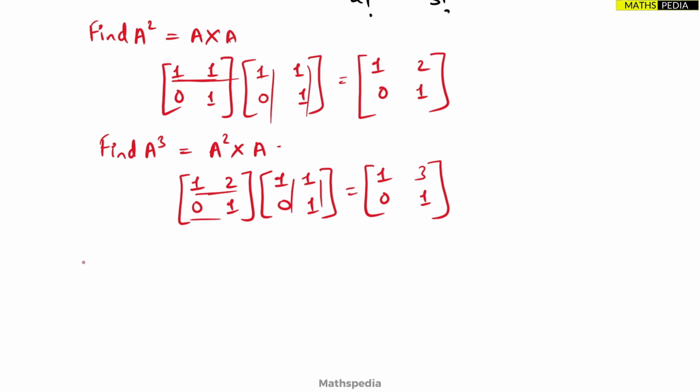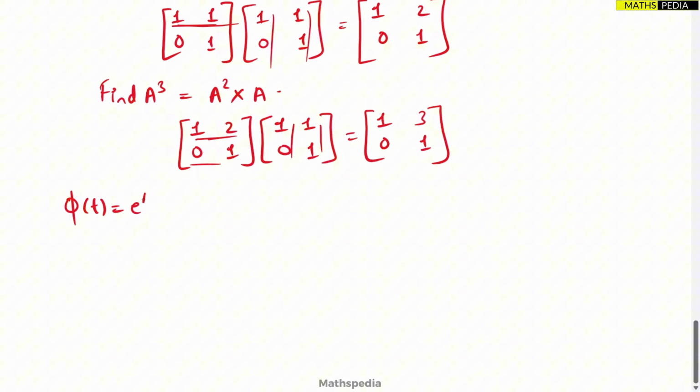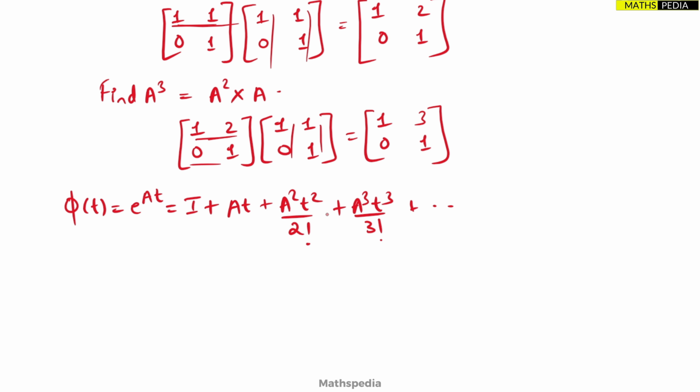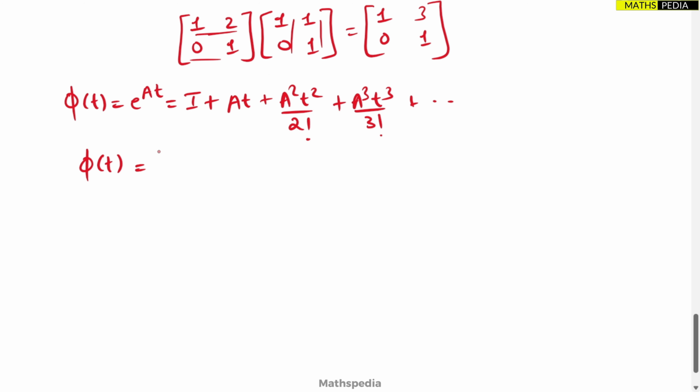Now substitute back in the formula. So phi of t is equal to e power At, the STM, equal to the identity matrix I plus At plus A square t square by 2 factorial plus A cube t cube divided by 3 factorial plus so on. We found A square and A cube, and A is already there, so just substitute here. So phi of t becomes I, the identity matrix, which is 1 0 0 1, plus A, which is the question itself, 1 1 0 1.